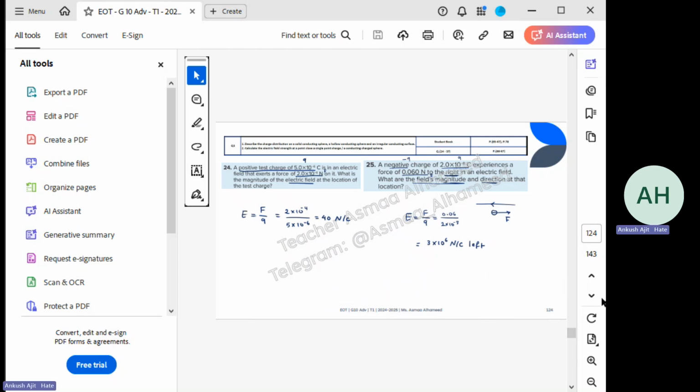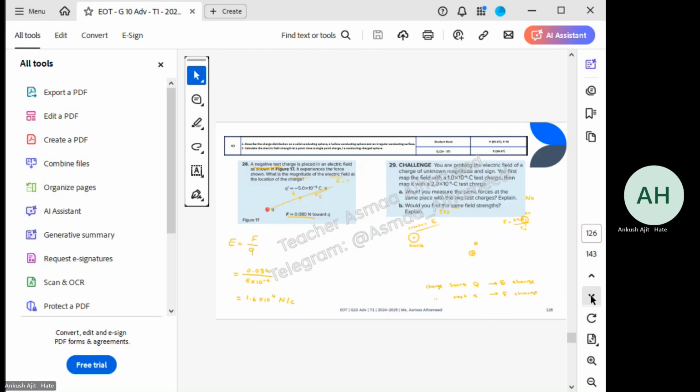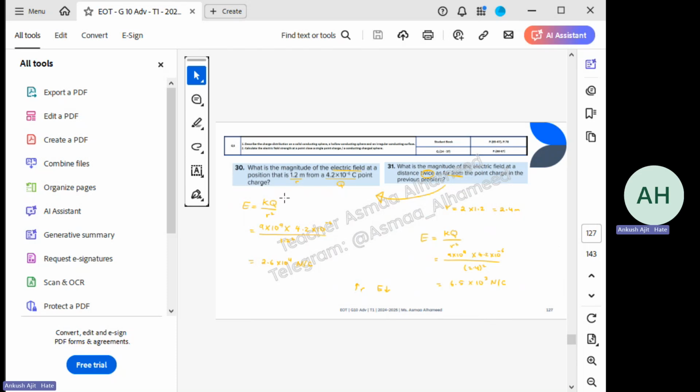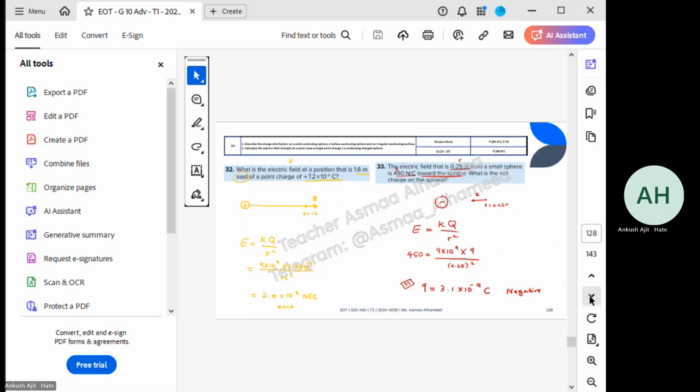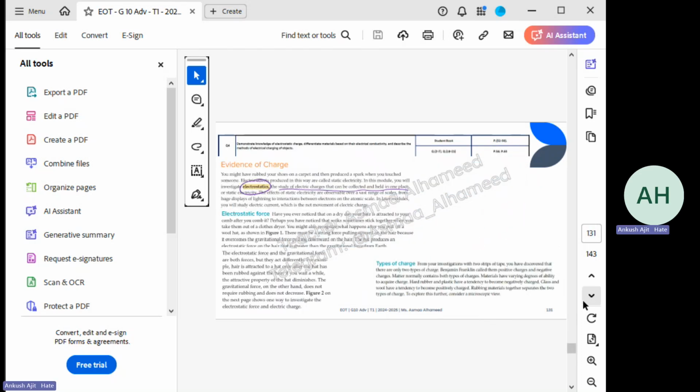E equals F by Q, this same type of sum we have done a lot. This also is the same thing. Force, intensity, field, everything is given. Just apply the formula and do it. E equals F by Q. Same formula is applied here. This is a little different: E equals KQ upon R square. Where distance is given, you should use this formula, KQ upon R square. Same thing is happening. Everything is the same formula, everything of the charges.